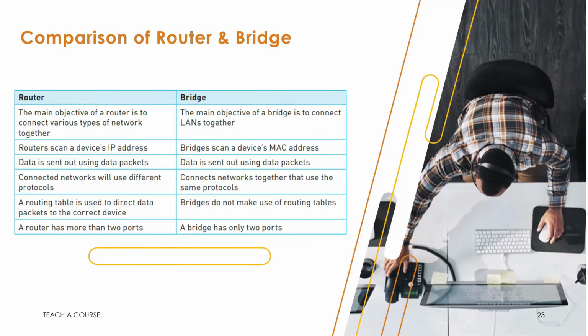Data is sent out using data packets for routers. Data is sent out using data packets as well for bridges. Routers connect networks that use different protocols, while bridges connect networks together that use the same protocol. A routing table is used to direct data packets to the correct device. Bridges do not make use of a routing table. A router has more than 2 ports. A bridge has only 2 ports because it's just connecting 2 LANs together.